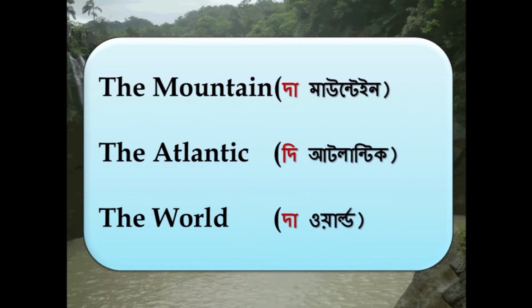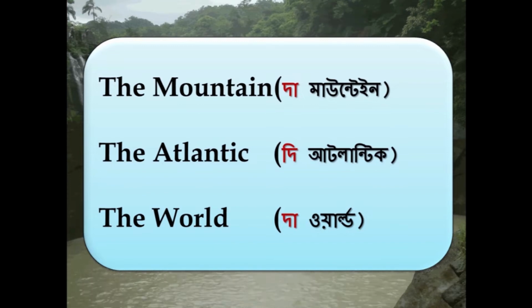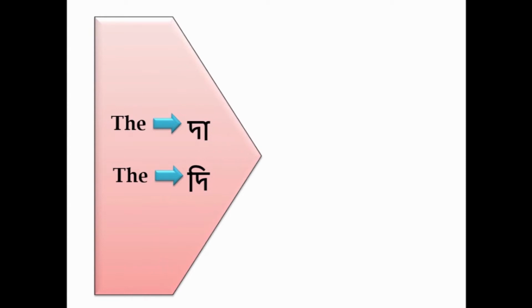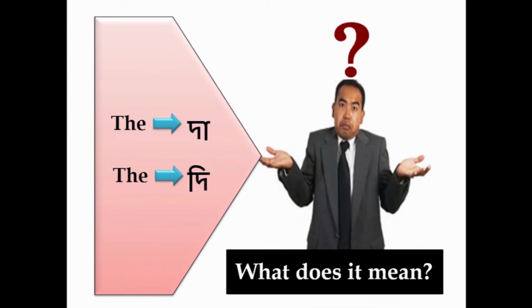When we have consonant, then we have to pronounce the, and when we have vowel, then we have to pronounce the. Now we can see a diagram, the and the. That means the. So what does it mean?